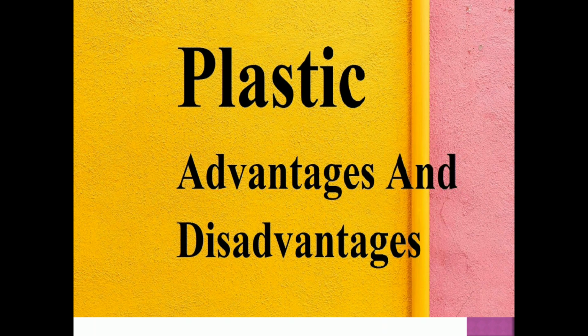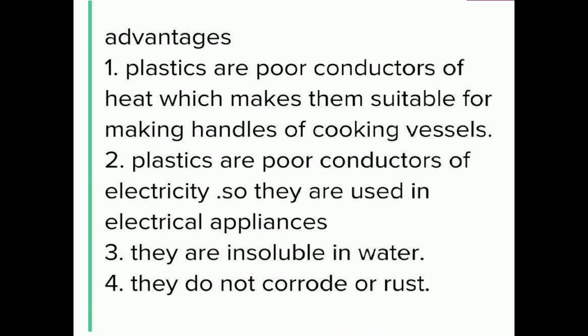Now, what are the advantages and disadvantages of plastics? Advantages: plastics are poor conductors of heat, so they are suitable for making handles of cooking vessels. They are poor conductors of electricity, so they are used in electrical appliances like switches and for covering electrical wires. They are insoluble in water, so we carry a lot of water in the form of buckets and tubs. They do not corrode or rust easily, so they carry a lot of chemicals in them.